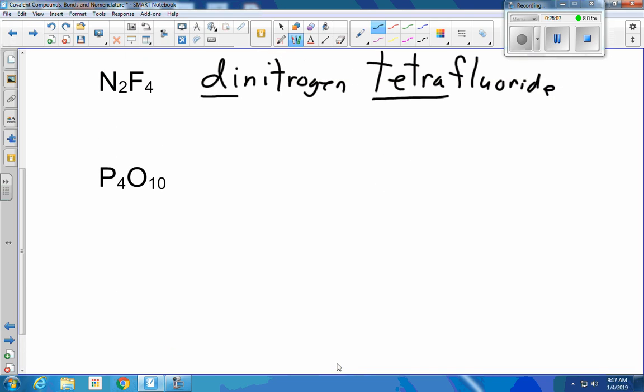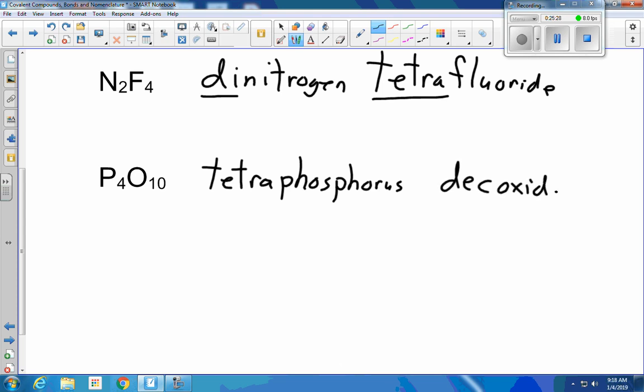The last one here. What's the prefix for 4? Tetra. Tetraphosphorus. And we're going to drop the A. So, tetraphosphorus decoxide.